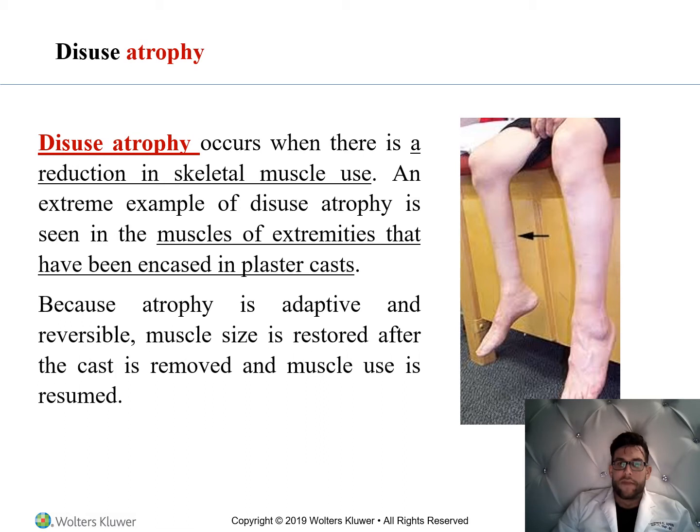Disuse atrophy occurs when there is a reduction in skeletal muscle use. One of the examples of disuse atrophy is when the muscles of the extremities have been encased in plaster casts for a longer period of time, like this picture here. Now, because atrophy is an adaptive process and it's also reversible, muscle size is restored after the cast is removed and the muscle use is resumed.